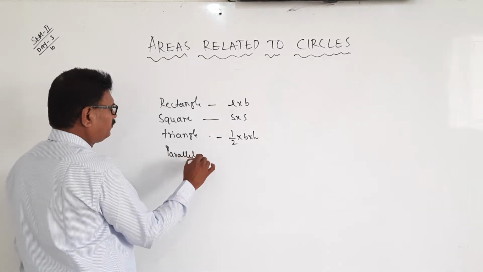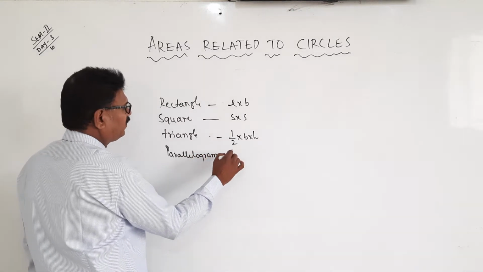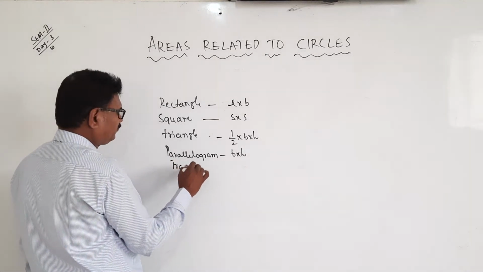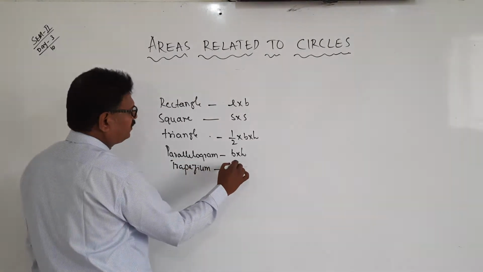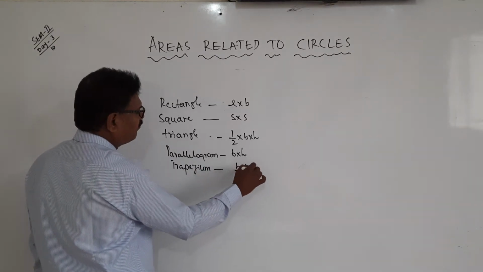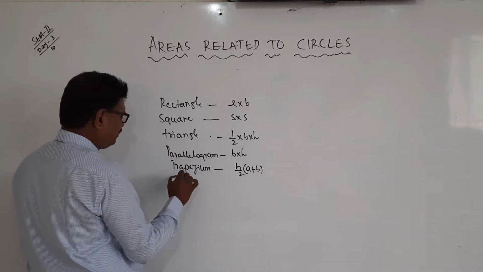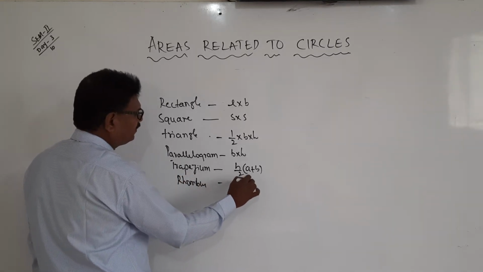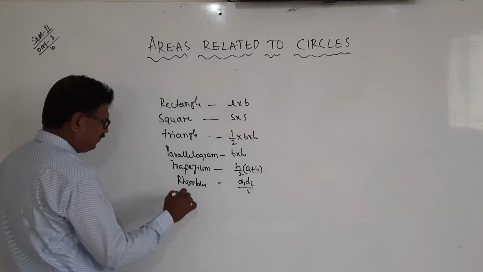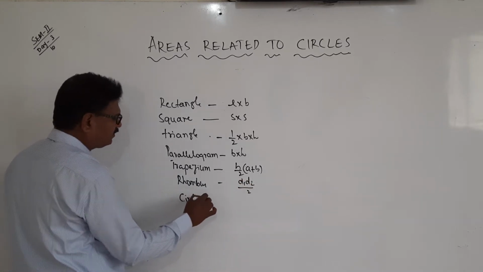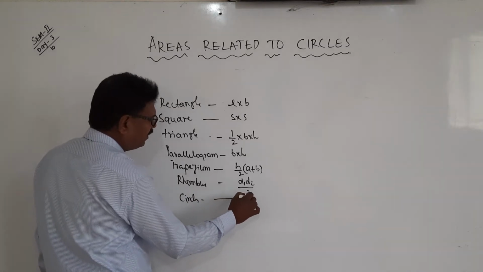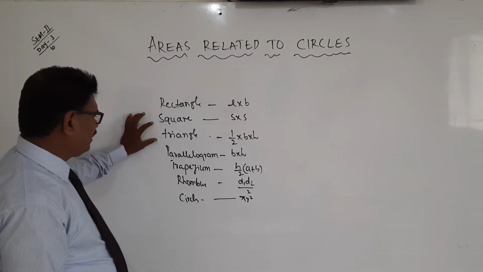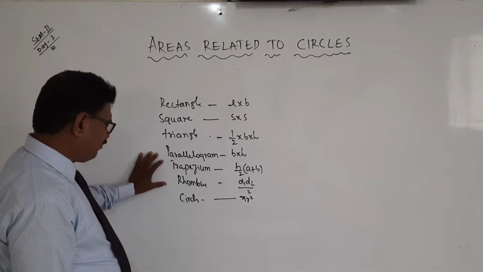Like that only, parallelogram: base into height. Trapezium: h by 2 into sum of the parallel sides. Next rhombus: d1 d2 by 2. And one more important is circle. Circle is how much? Pi r square. Okay? So rectangle, square, triangle, parallelogram, trapezium, rhombus.